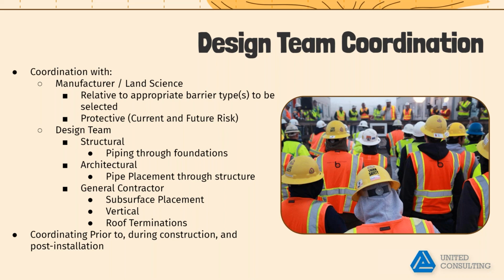The GC that's on site, the boots on the ground, understanding for the placement of the pipes, the vertical runs, and roof terminations. Do they understand the importance of the system and when alterations are appropriate and okay to do? When is it appropriate to go back to the design team? And then most importantly, coordination with your trades, your plumber, your electrician, your concrete.